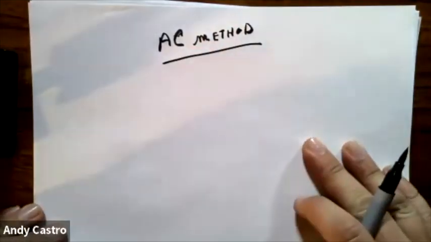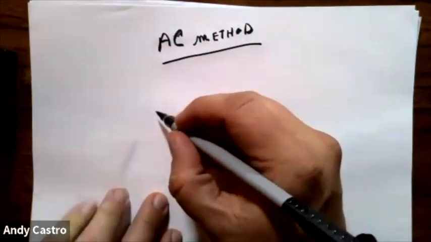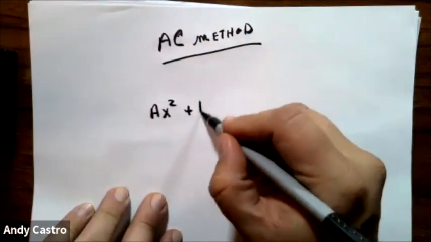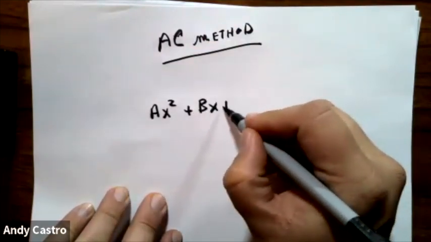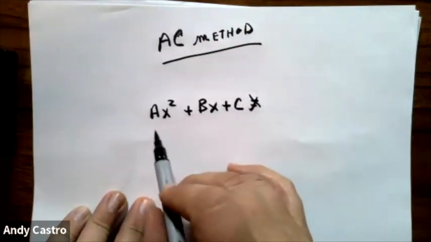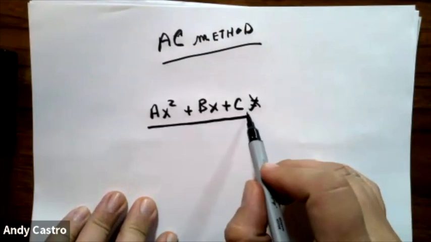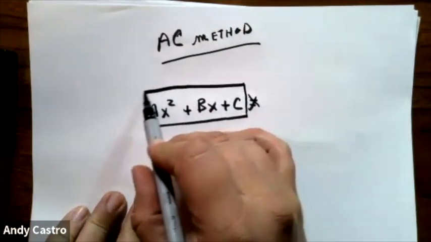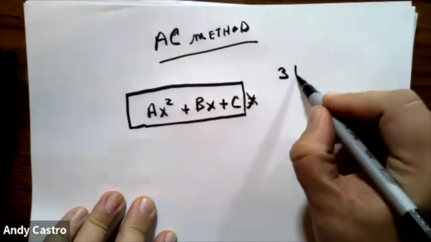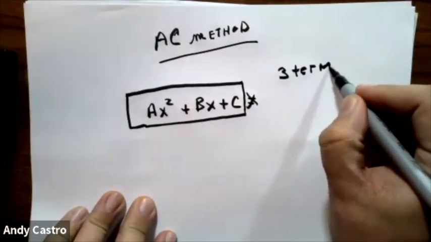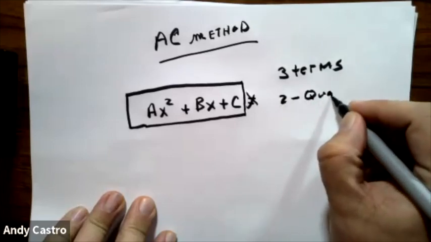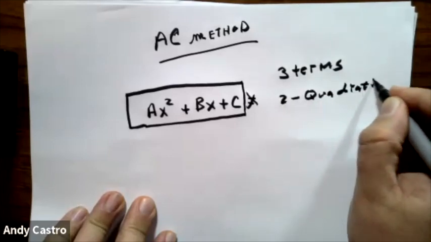Now, a quadratic takes the form, okay, actually without the equal sign, this is a quadratic right here. In this particular case, you're dealing with three terms. So this is a trinomial, and the degree is 2, and that's what's making it a quadratic.